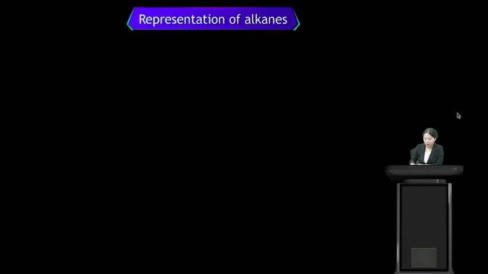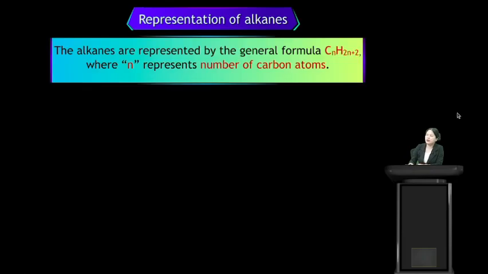So representation of alkanes. How do we represent alkanes? Because it is a homologous series, we can represent it by a general formula. So the alkanes are represented by the general formula CnH2n+2, where n represents the number of carbon atoms. So remember this, the general formula of alkane is CnH2n+2.